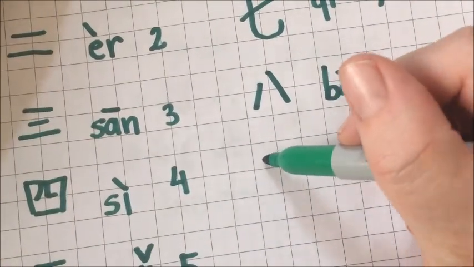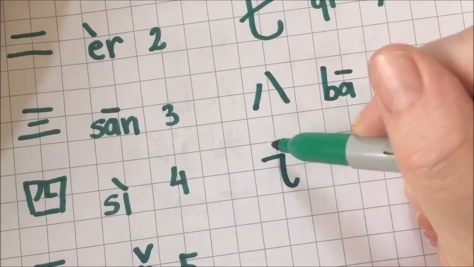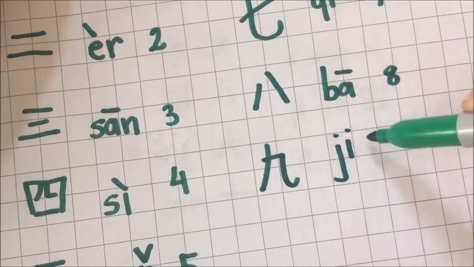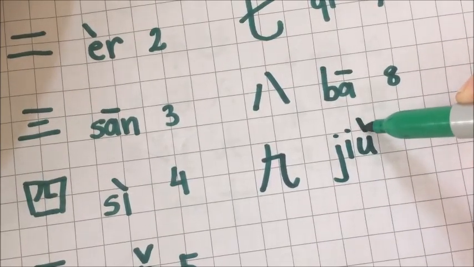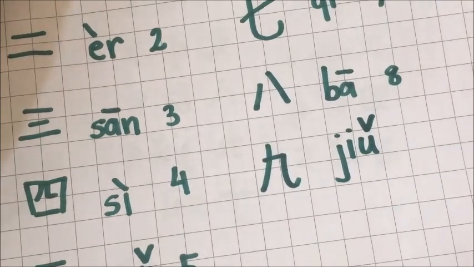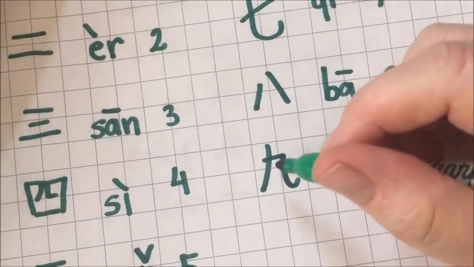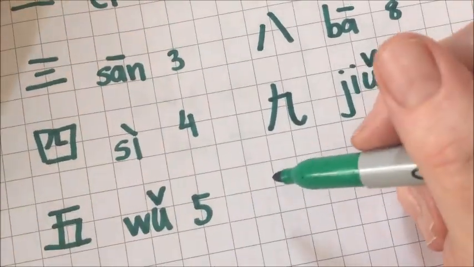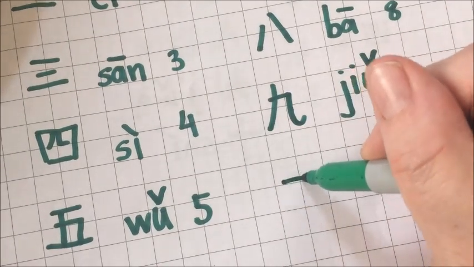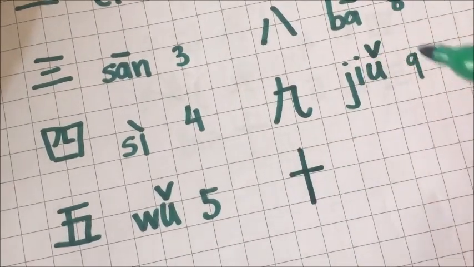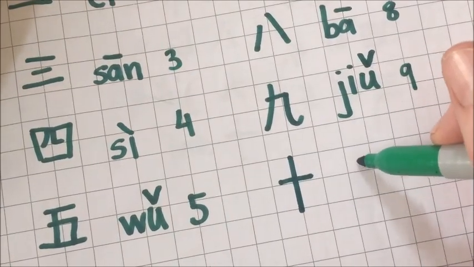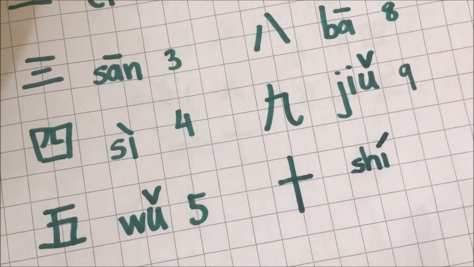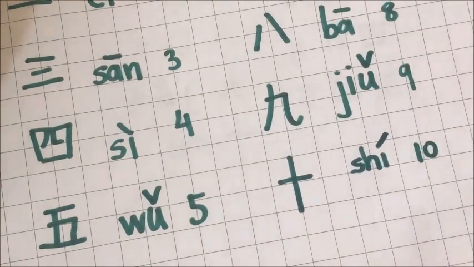Number 9 is jiao. You see, this is number 3, the accent, and the number is number 9. And lastly, number 10, which is just a simple cross, and it is pronounced shi. Shi is number 10.